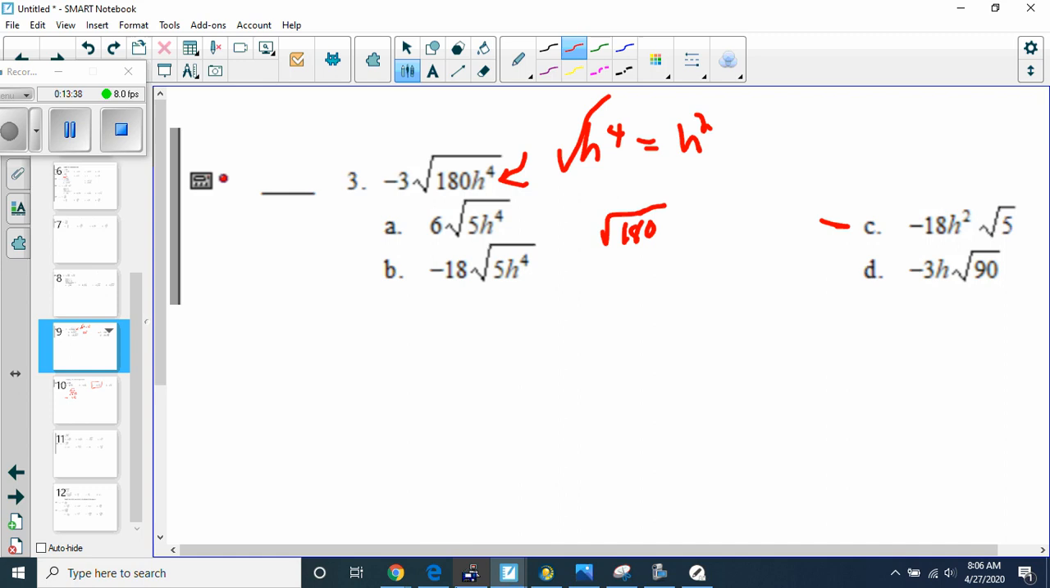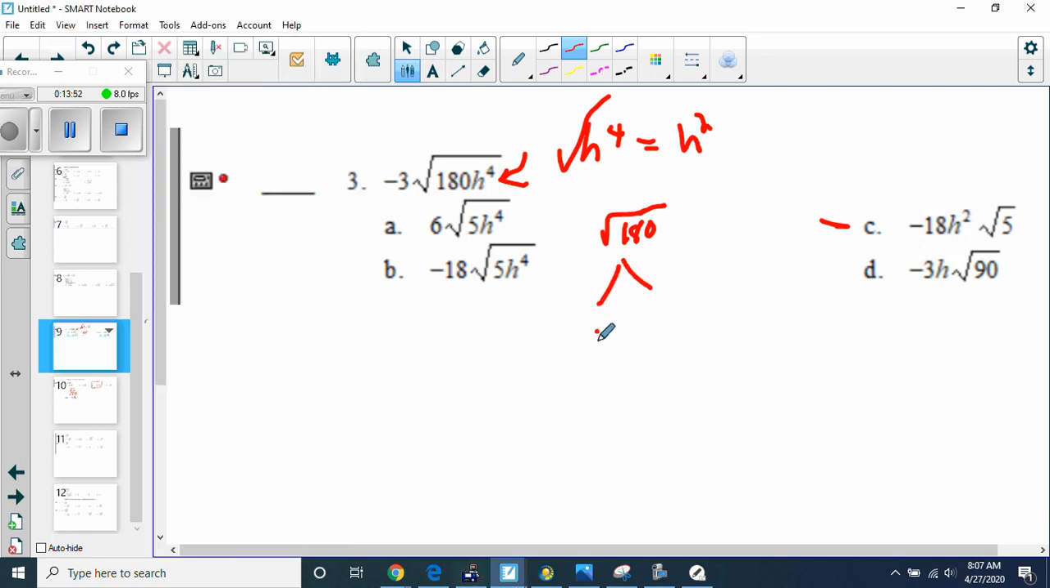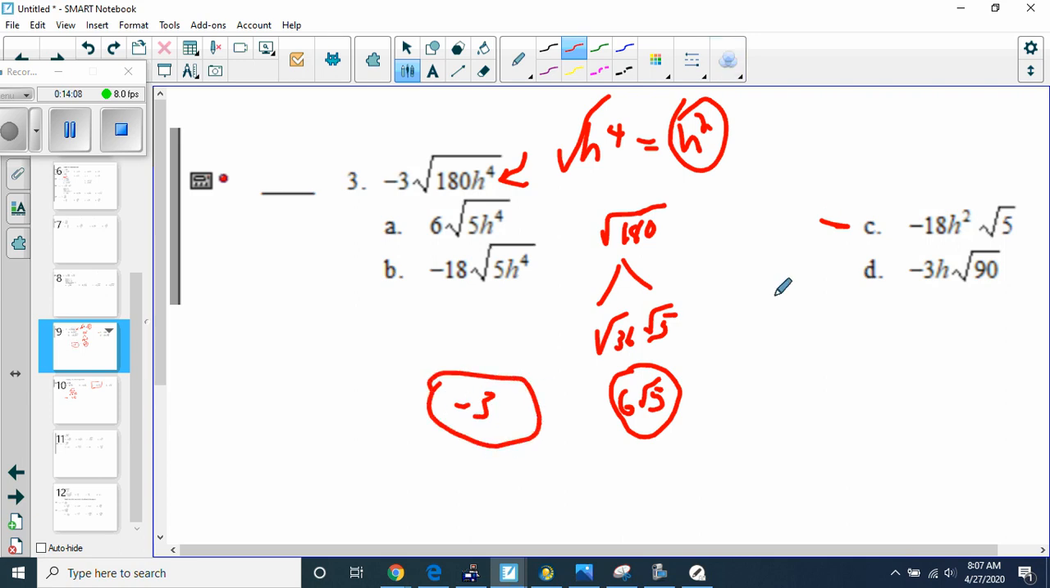And I wanted to know how many perfect squares go into it. Divided by 36, and it goes in 5 times. So this is really the square root of 36 times the square root of 5, which is really 6 radical 5. So I have h squared and 6 radical 5, and I have a -3, and I got to combine all those 3 to get my answer.